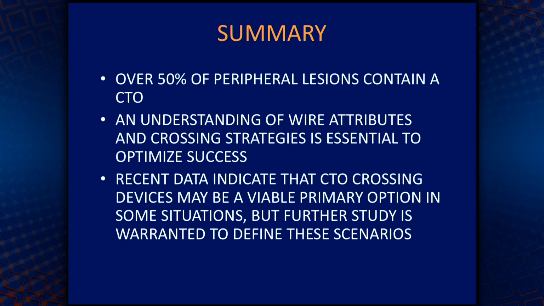So in conclusion, over 50% of peripheral lesions contain a chronic total occlusion. Understanding the wire attributes and crossing strategies is essential to be successful. And recent data has indicated that CTO crossing devices may be a viable primary option if you're not able to cross with your bread and butter traditional wires.